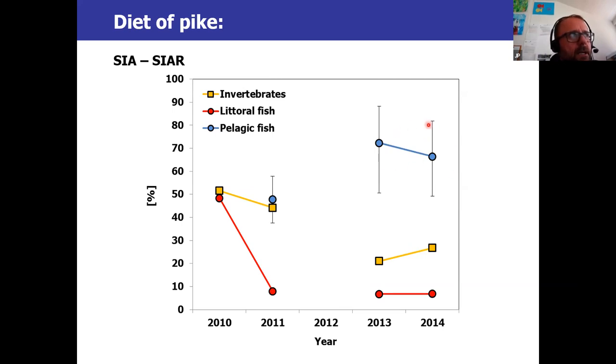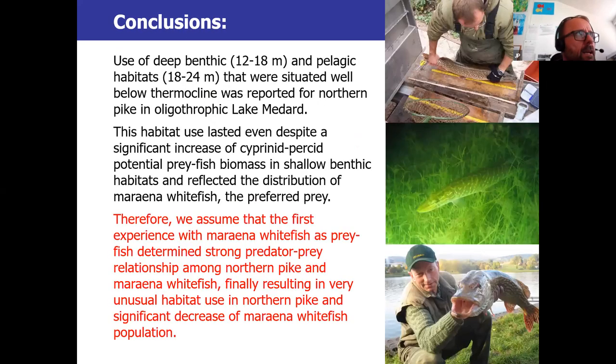And the stable isotope analysis showed us that in pike individuals in the year 2013-14, about 70-80% of their prey were pelagic fish, which means the whitefish. So what was very uncommon is to report the use of deep benthic and pelagic habitats by pike. That means the habitats that are situated well below the thermocline. This habitat use lasted even despite a significant increase of cyprinid and percid potential prey fish biomass in shallow benthic habitats, and very well reflected the distribution of Marena whitefish, the most preferred prey.